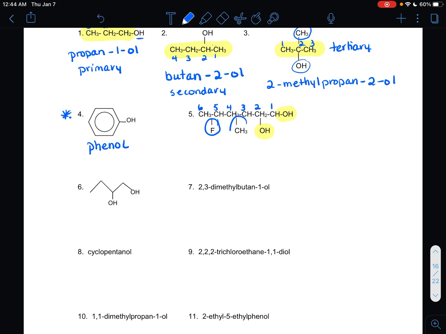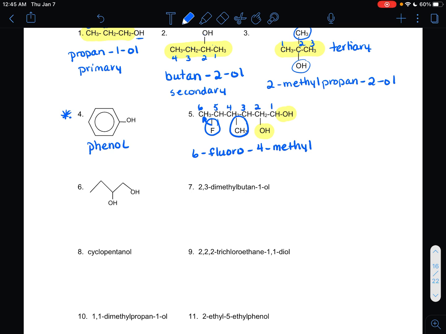I hope you can see that I've got a few branches here. And again, I want to list the branches alphabetically and first. So this is going to be, boy, you can't tell where that fluorine is. It's between 5 and 6. We'll give it to 6. Okay, so this is going to be 6-fluoro. And that's, I'm going to give it to 4. 4-methyl.